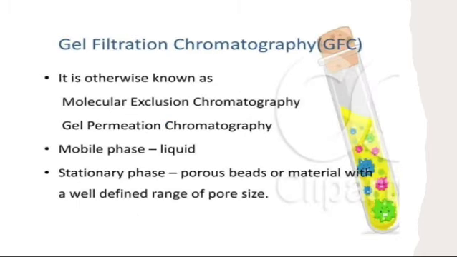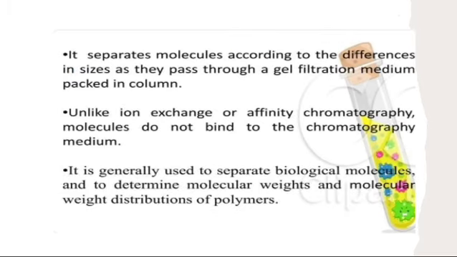Gel filtration chromatography is otherwise known as molecular exclusion chromatography or gel permeation chromatography. Mobile phase: liquid. Stationary phase: porous beads of material with defined size. It separates molecules according to differences in size as they pass through a gel filtration medium packed in a column. Unlike ion exchange or affinity chromatography, molecules do not bind to the chromatography medium. It is generally used to separate biological molecules and to determine molecular weights and molecular weight distribution of polymers.